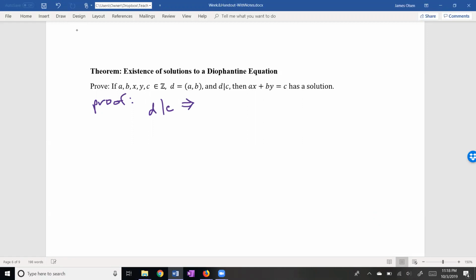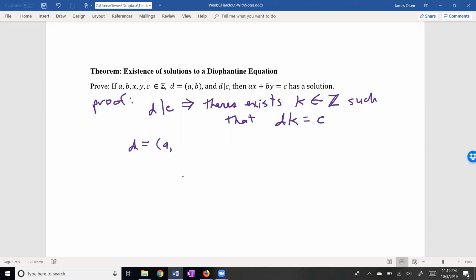This implies, from our definition of divides, there exists K in the integers such that DK equals C. You might be able to anticipate the next step. I encourage you to pause the video and see if you can write the proof yourself.